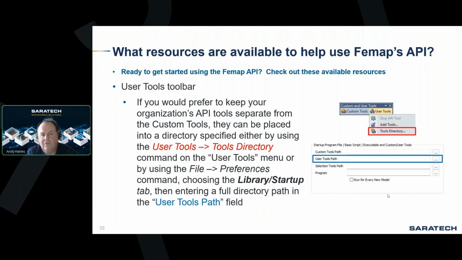So what you can do there is you can either use the user tools directory command and specify a directory path to a place where you've set up to put your APIs. Again, it works the same way as custom tools. So if there's subfolders, it'll make you a sub menu. Otherwise, all the commands will just be at the top level. Or you can also specify these via file preferences on the library startup tab, and then just specify the path in the user tools path field.